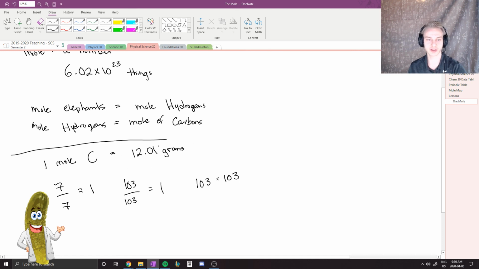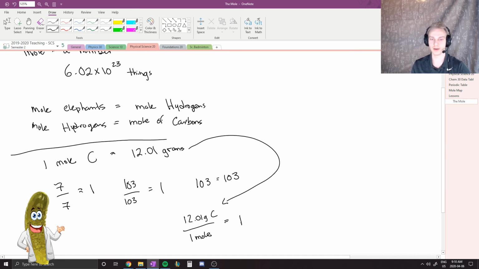When we do that, it starts to look very similar to this top example, saying that these two things are equal to each other. When I put one thing over the other, that's equal to 1. So as such, we can take this and say that we have 12.01 grams over 1 mole, and that should be grams of carbon. We would know then that this fraction also must be equal to 1.